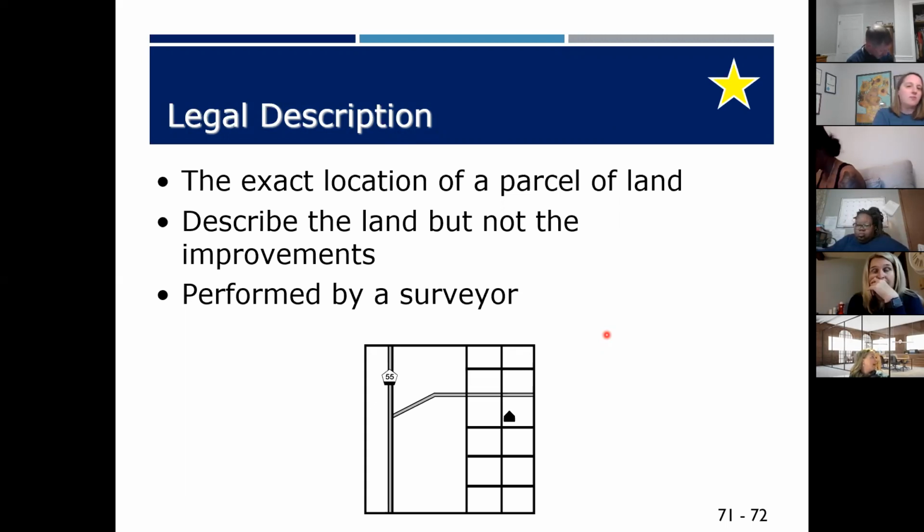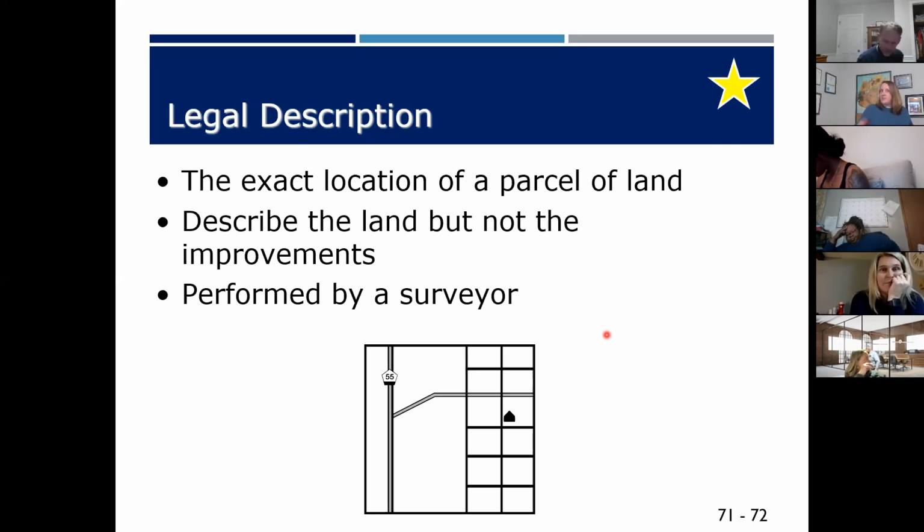And the only reliable legal description that we can depend on is one that's performed by a surveyor. This is another unit where we're learning how to stay in our lanes. I'm not a surveyor. I cannot tell you where your property line is. All buyers purchasing land should be encouraged to have a survey done so they can determine their property lines. We'll talk a little bit more about the survey in just a second.